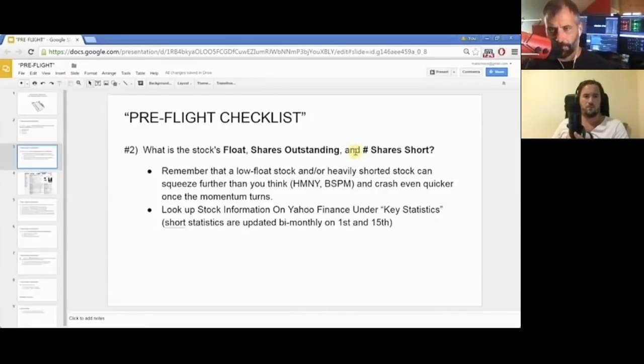Write these down. A couple of good tips here. Number one, the shares short as reported, whether it be in StocksToTrade, Yahoo Finance, wherever it be, is always a lagging number. That number is a month old, sometimes older.